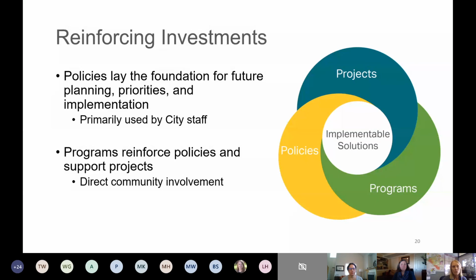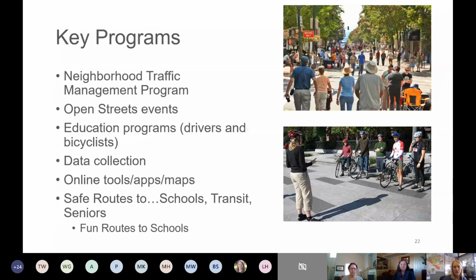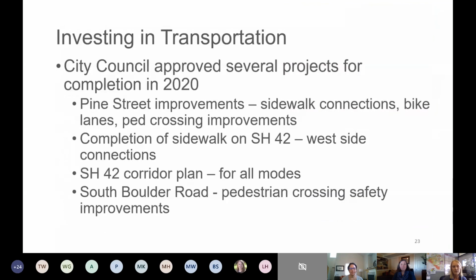And then we also include a lot of policy changes that we'll be making at the city that lay the future for planning, prioritization, and implementation, and reinforcing policies around some of these concepts that were identified in the Transportation Master Plan, so we can improve not only the infrastructure, but also our programming and transportation policies. So I will stop there and just give you a quick overview.